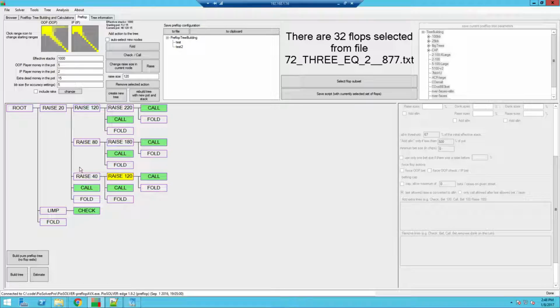But what's really important, and one of the most interesting features, is going to be how we set up the pre-flop tree. What we're doing here is we have a root element, that's what I've clicked right here. Then we have the opportunity to go ahead and raise. Right here, we have the opportunity to limp. We also have the opportunity to fold.